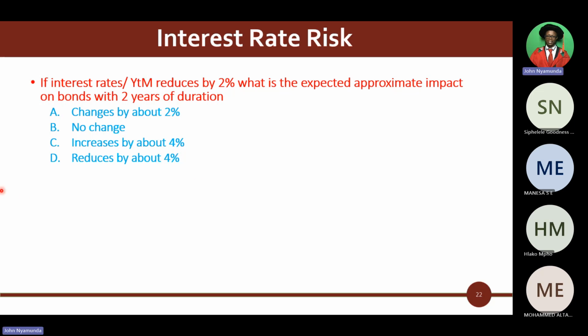Okay, all of us got it right. If yield to maturity reduces by 2%, what is the expected approximate impact on the bonds of 2 years' duration? Remember that inverse relationship. If it reduces by 2%, you are expecting your price to increase by 4%.